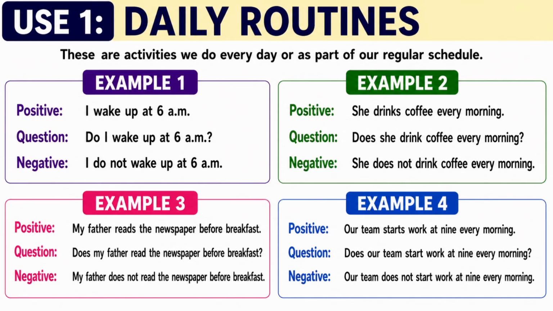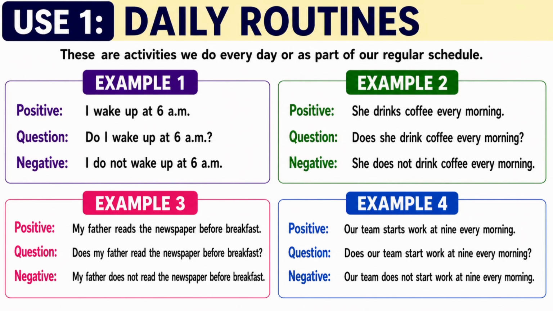Example 3. Positive. My father reads the newspaper before breakfast. Question. Does my father read the newspaper before breakfast? Negative. My father does not read the newspaper before breakfast. Again, after does, we use the base form read, not reads.